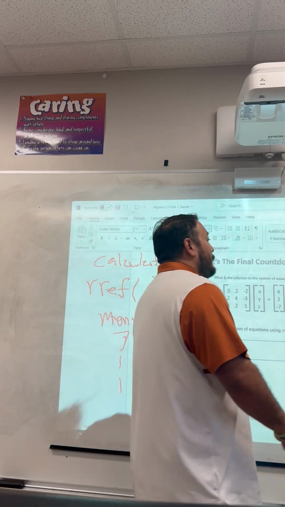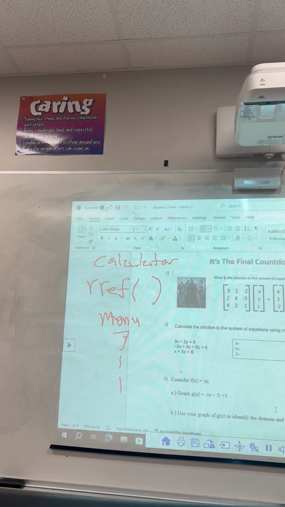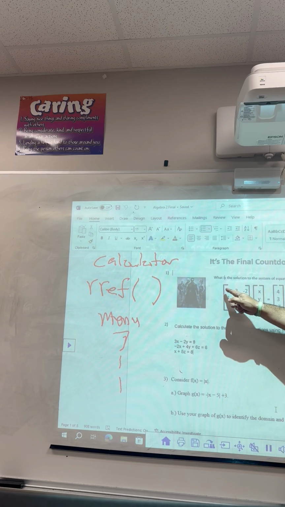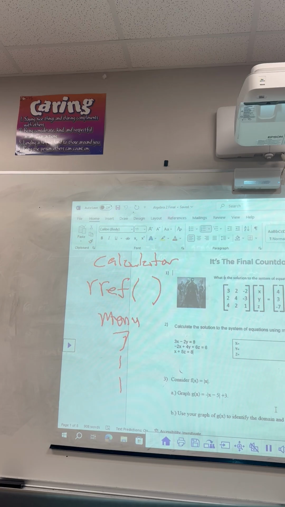Once you put that inside the parentheses, you make 4 rows and 3 columns. It's gonna pop up inside your parentheses. It looks like this, 1, 2, 3, 4, and you insert each number. So 3, 2, -2, 4, 2, 4, -3, 3, 4, 2, 1, 7, -7. Enter all the numbers in, and the last column will be your answers for X, Y, and Z in that order.